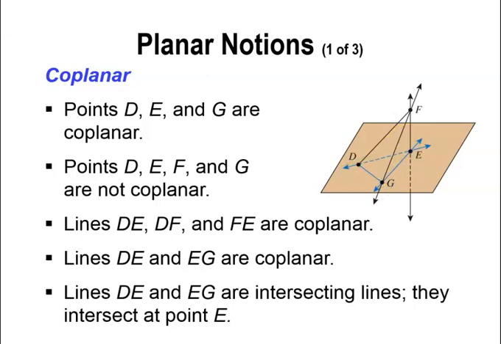Lines DE and EG are intersecting lines. Okay, so DE and EG, they are definitely intersecting. You see they intersect at the point E. Oh, and that says that. They intersect at point E. That's exactly what I was trying to imply. So DE and EG are coplanar and they intersect at point E. So coplanar means they lie within the same plane.